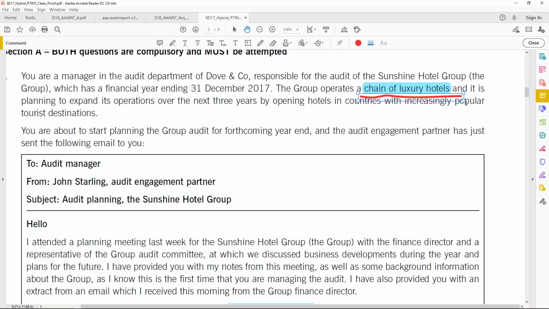Lots of students before the break were asking about a speculative risk. So a chain of luxury hotels, the examiner is just giving us an intro line here. Unless and until the examiner explains it, I should not write the point. I just hold this point, chain of luxury hotels. And it is planning to expand its operation in the next 3 years.